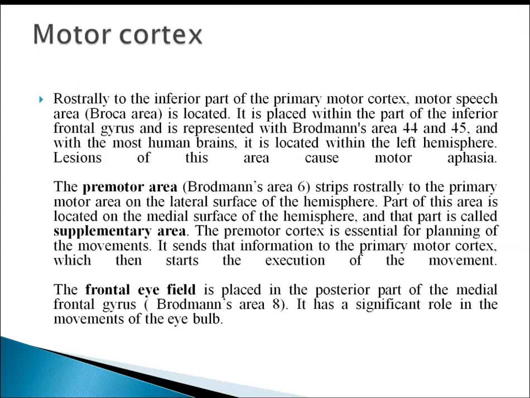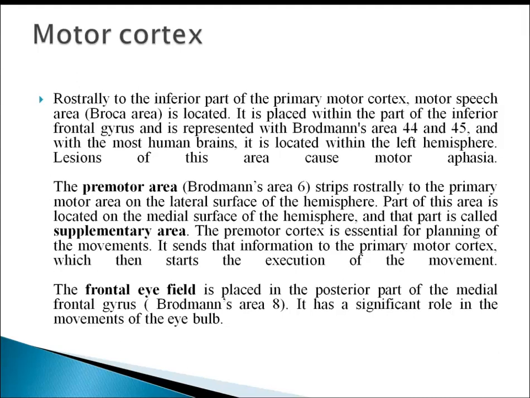Rostrally to the inferior part of the primary motor cortex, the motor speech area is located. It is situated in the inferior frontal gyrus, and it is represented by area number 44 and 45. A lesion of this particular area can cause motor aphasia.